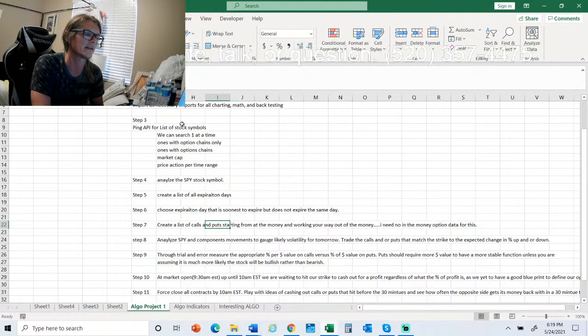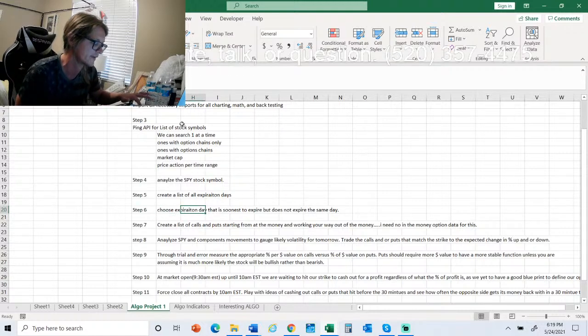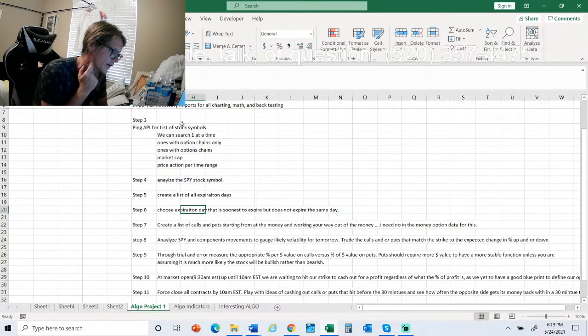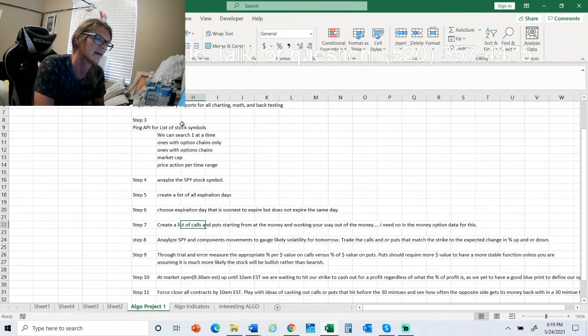Step 7, create a list of the calls and puts from the expiration day you have found that is closest to expiration. Then we only need out of the money option data for what I'm doing right now.